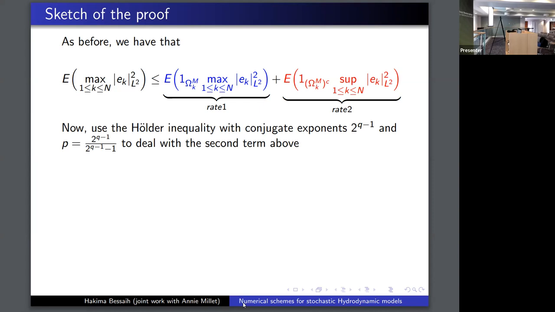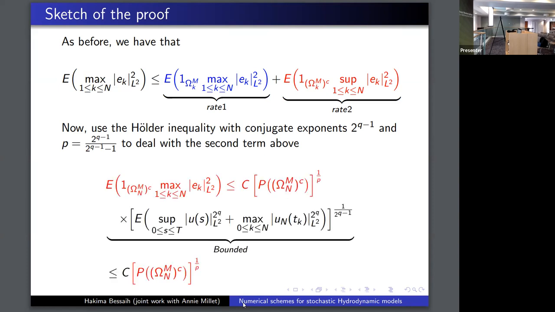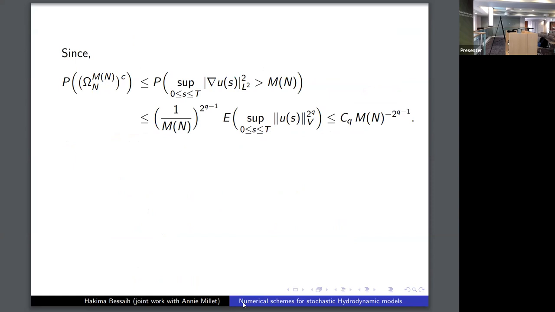We are going to use the fact that omega m has a rate of convergence. It converges to zero when n goes to infinity. So you use Holder, you have the expected value of this guy, which gives you the probability, and the expected value of this guy, for which we have bounded moments. Since these are bounded, we just have to have the rate of convergence for this set that we already have. This was the idea. Okay, now, details.